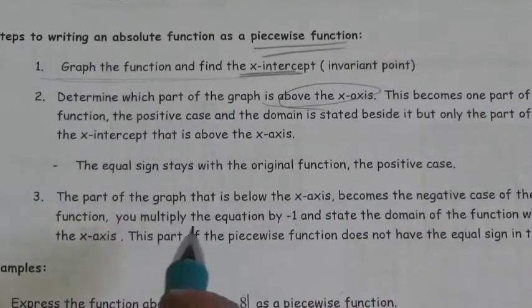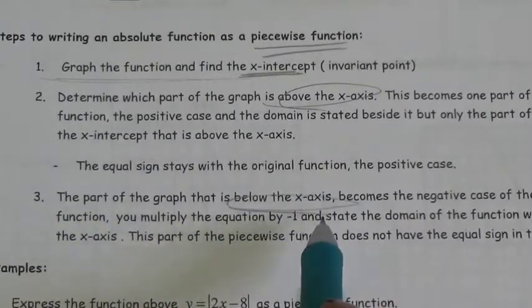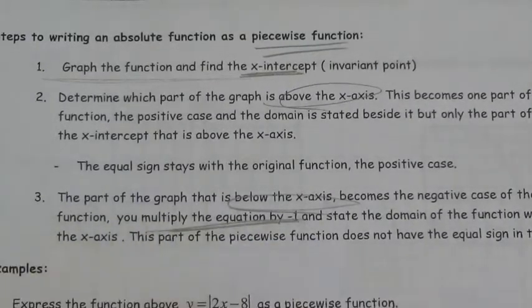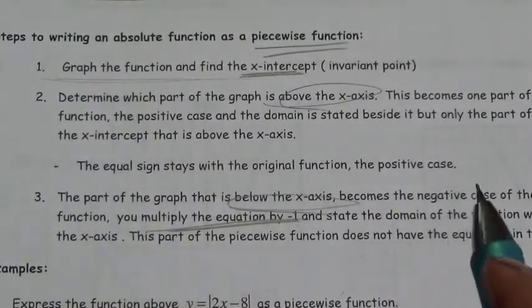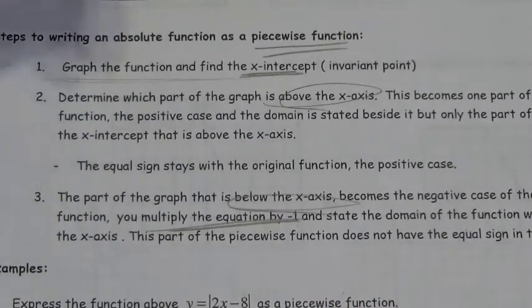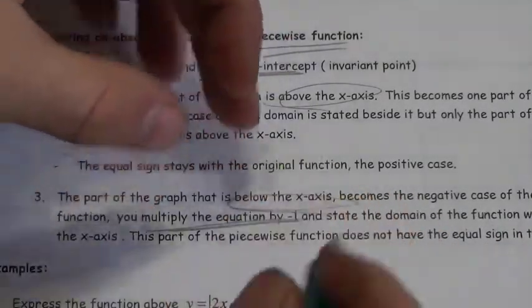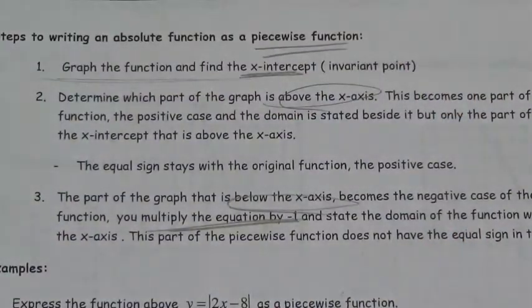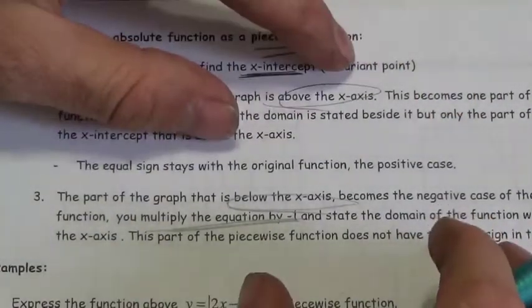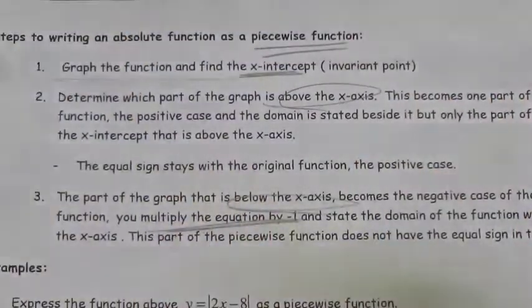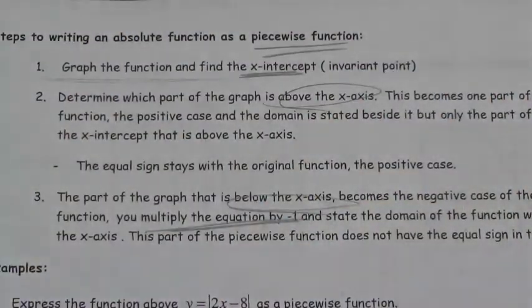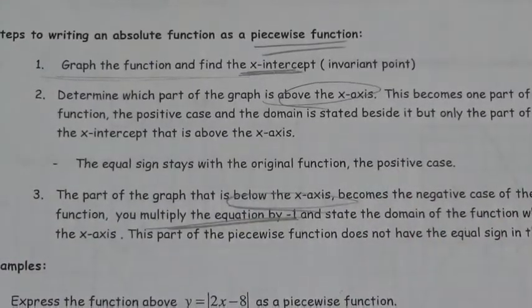Then the other part of the function, the part that's below the x-axis, that's the one that becomes the negative case. And so all we really got to do is multiply that part of the equation by -1. But as we stated before, with the piecewise function, you got to have your little comma and just identify the x intervals on the graph where those functions apply. Now, that probably doesn't make a heck of a lot of sense right off the bat, so we're going to have to do some examples of that so you can see that.